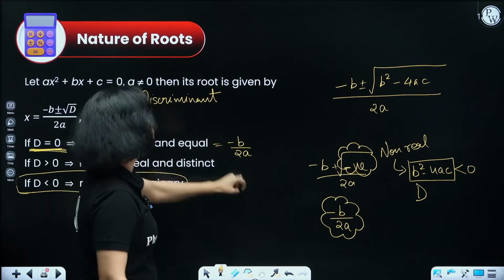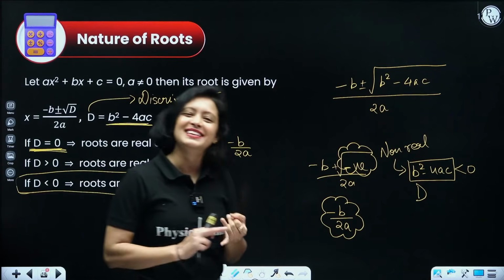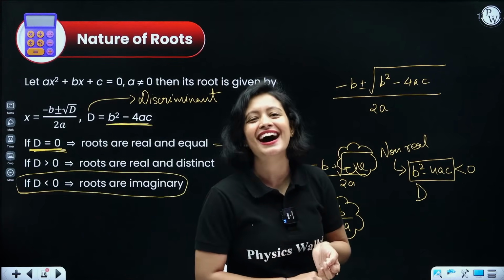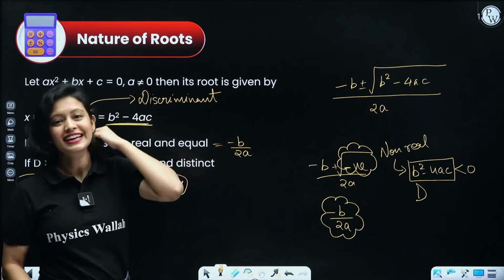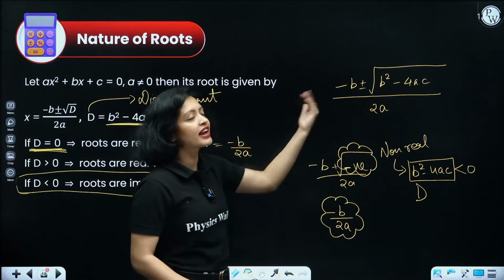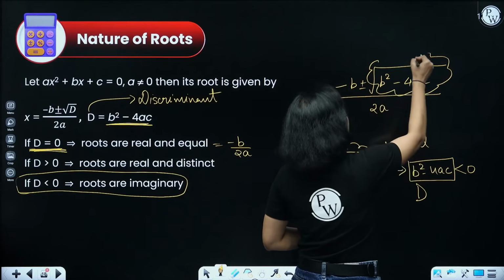And those two roots look like this, minus b by 2a. That's it, guys. Okay, so if discriminant is 0, then your roots are both equal and both of them are what? They are nothing but minus b by 2a. Okay, now if D is greater than 0, that means this value does exist. Okay, and it is real.